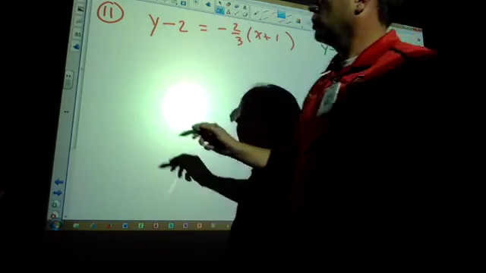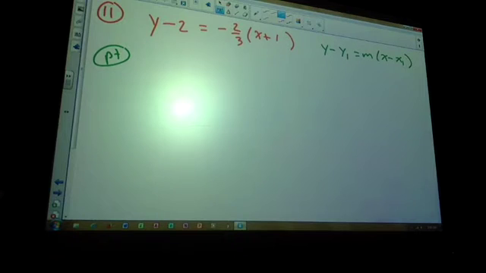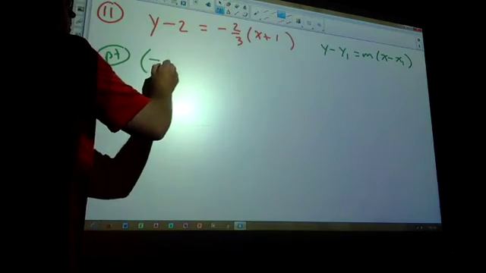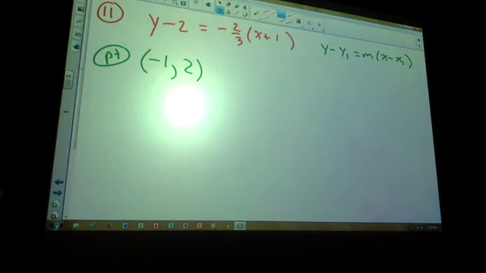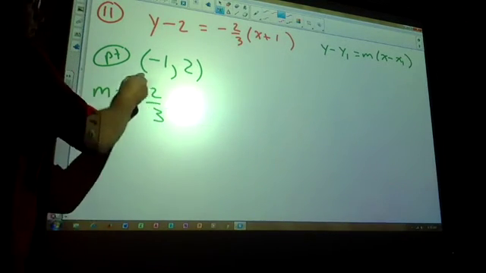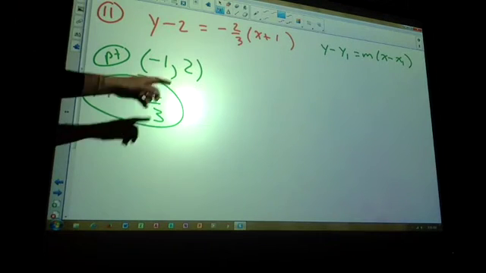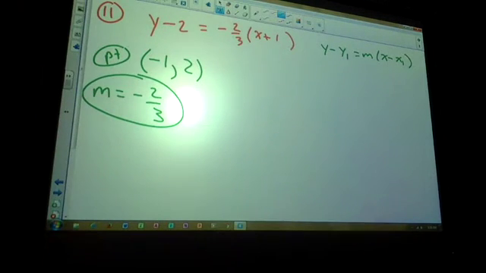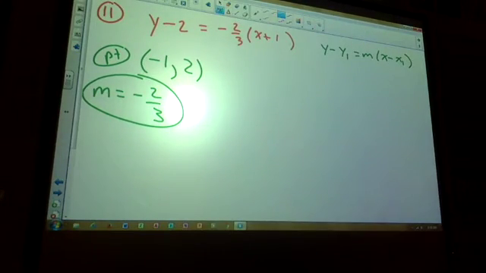Correct? So what is my point going to be? Negative 1, 2. Negative 1, 2. Opposite here is our point. What's my slope? Negative 2/3. Negative 2/3. Let's switch it up. So since that's a negative 2/3, does that mean it's a positive? No. So the sign of the slope matches here always.